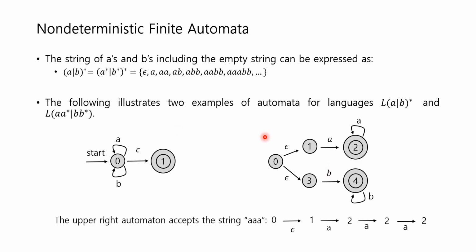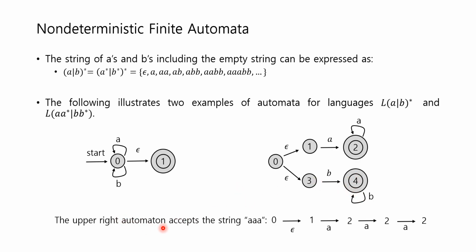It is the language of strings with either A or B, one or more times. So you can have A or AA, or B, going from state 0 to 3, 4, and BB by going to 3, 4, and 4 again. And if we want to have more B's, we can repeat this final state.